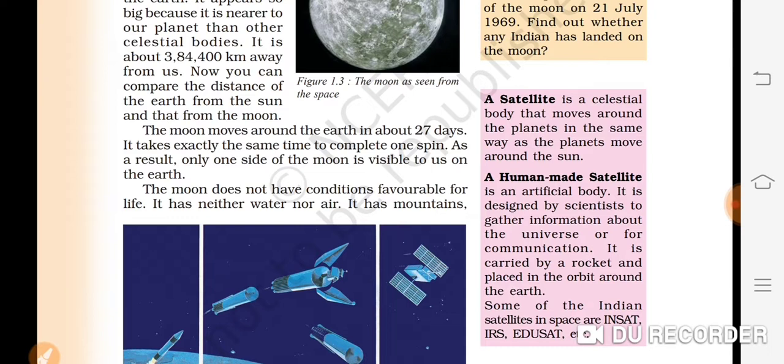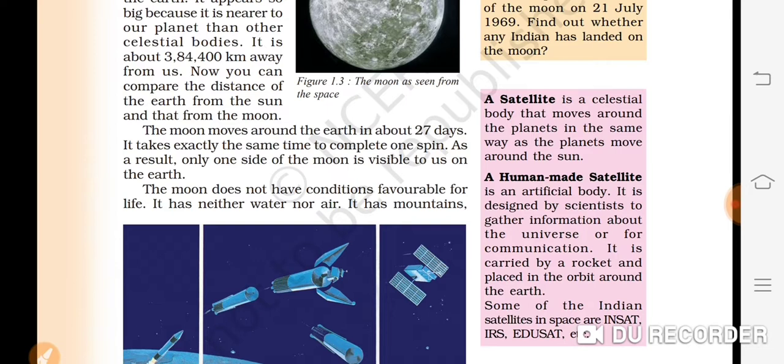Very important. As a result, why? As a result, only one side of the moon is visible to us on the Earth. The question may ask why one side of the moon is visible to us on the Earth. Because the moon moves around the Earth in about 27 days and takes exactly the same time to complete one spin. Clear?